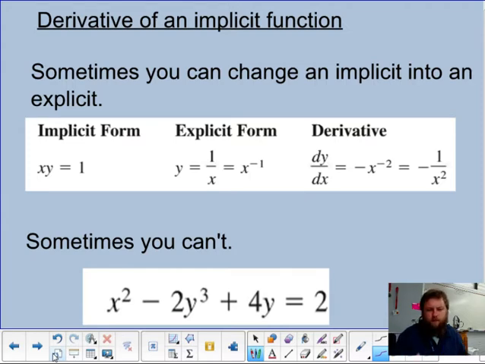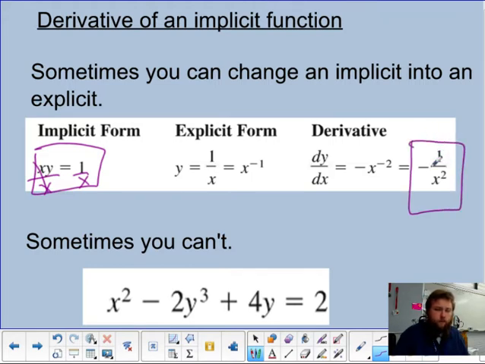We've derived explicit functions before, always in y equals, but we can do it for implicit. Sometimes to differentiate an implicit function, you can just rearrange it to explicit. So for x times y equals 1, I can divide both sides by x, and what you'll get is y equals 1 over x, which is x to the negative 1, but you can differentiate that, and it becomes negative 1 over x squared. That worked out, but sometimes it doesn't.